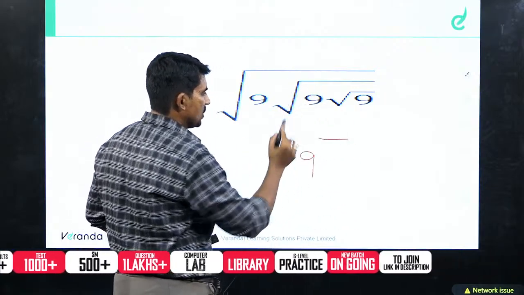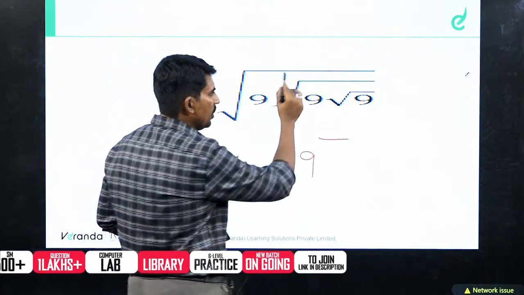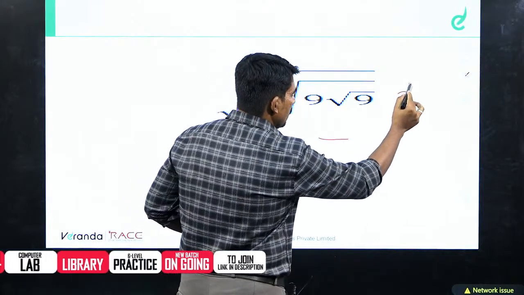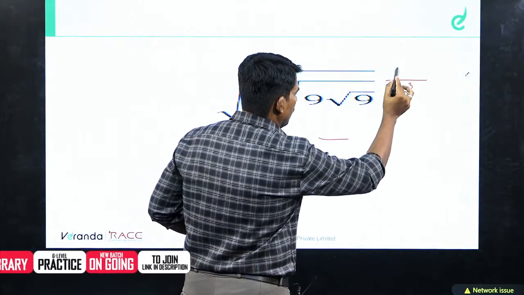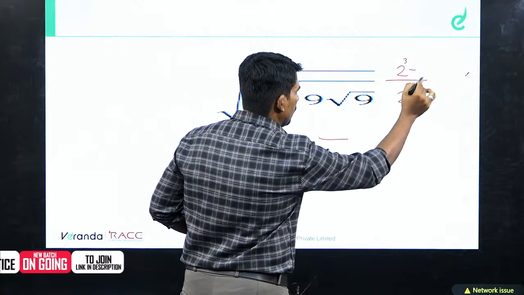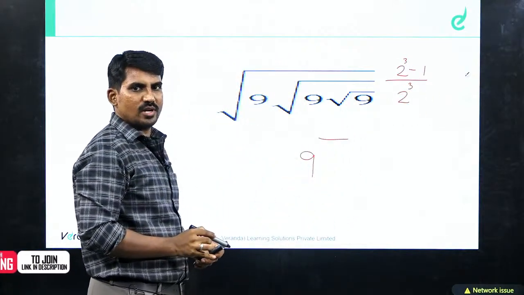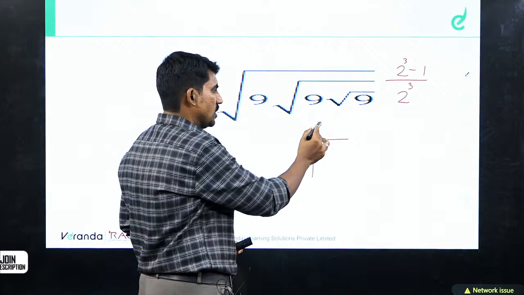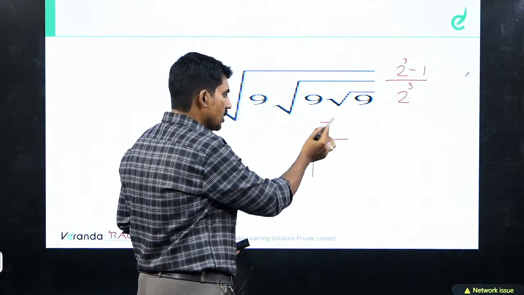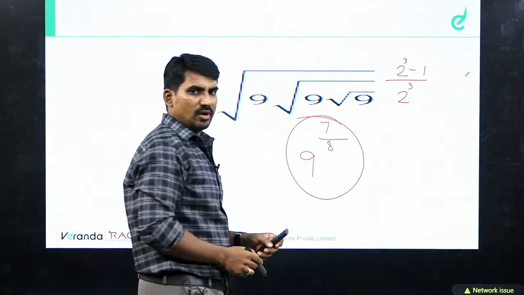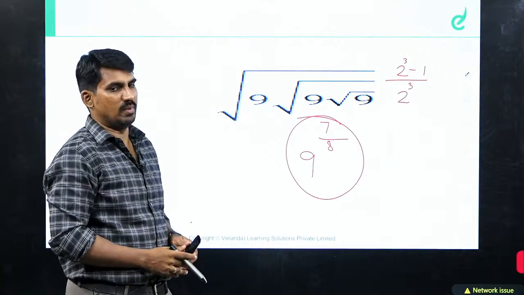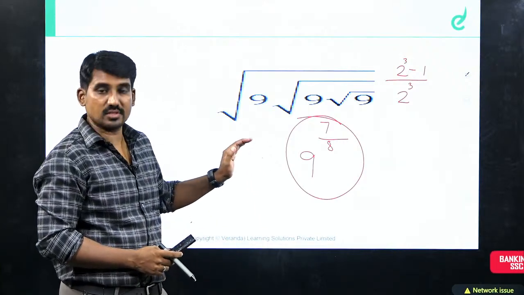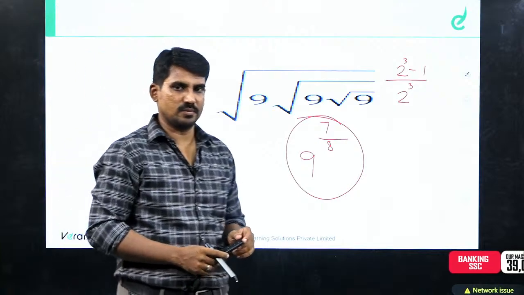Now we need a fraction. What fraction do we need? How many times is the square root repeated? 3 times. Therefore, 2 cube is the denominator, and 2 cube minus 1 is the numerator. 2 cube, what is the value? 8. 8 minus 1 is 7, divided by 8. Therefore, the answer for this question is 9 to the power 7 by 8.